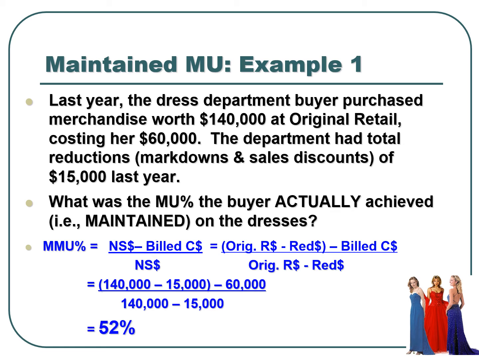Okay, so a simple way to think about MMU percent is net sales minus cost over net sales. And we learned from the previous slide that net sales can be replaced with the original retail minus reductions. In this case, we were given the original retail and reductions dollars in the problem, so it will be a lot easier if we utilize that concept. So original retail minus reductions minus build cost over original retail minus reductions will be MMU percent. You plug in all the numbers given in the problem, and that leads us to the final answer of 52% for the MMU of this department.